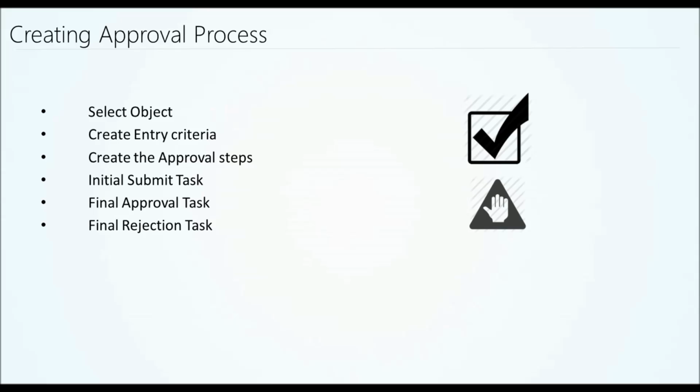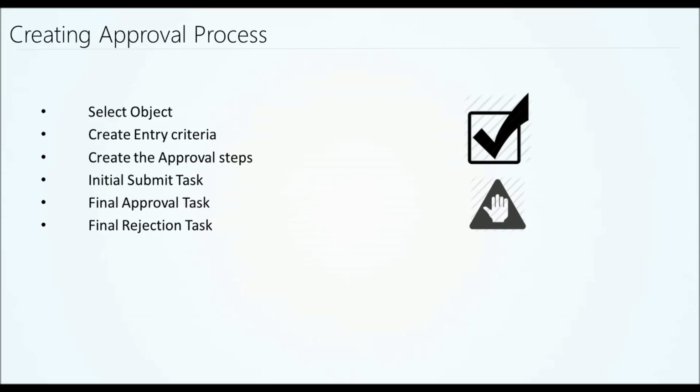And then the initial submit task. If you are submitting a record for approval and you want to perform some task immediately before the approval, you can do the initial submit task. It may usually be logging the record or something. Then after that, the final approval task. Here you specify which things you have to perform after the approval.